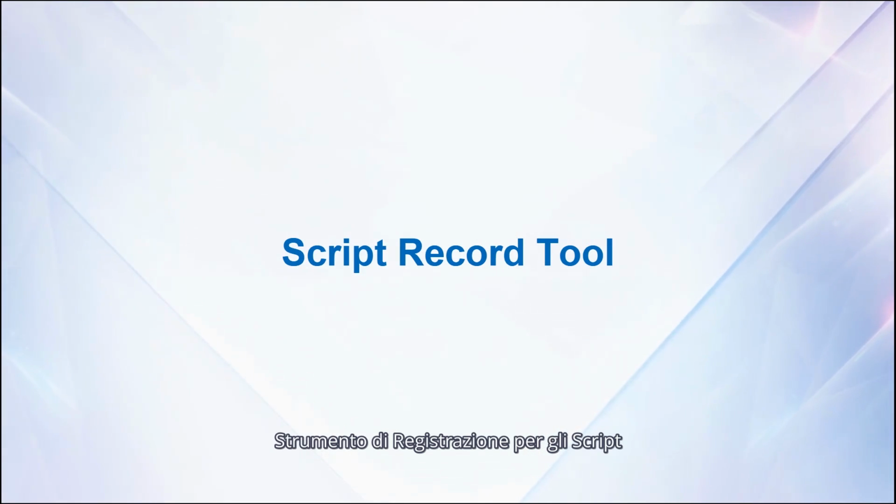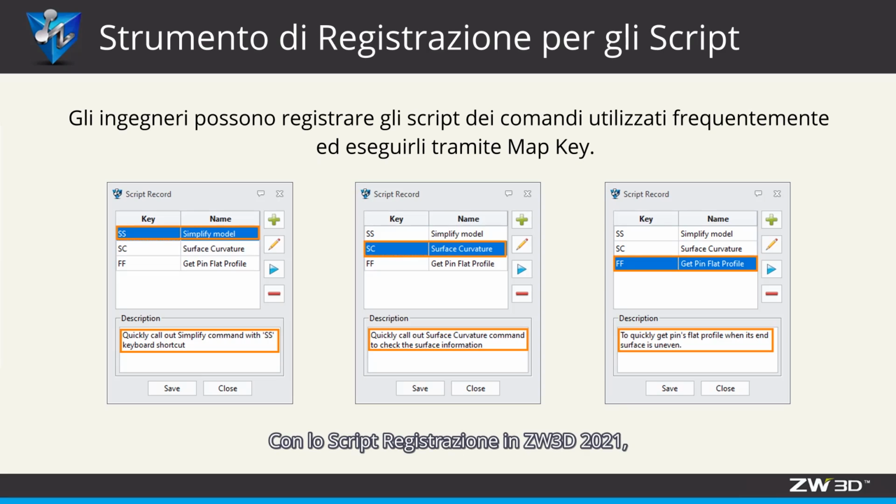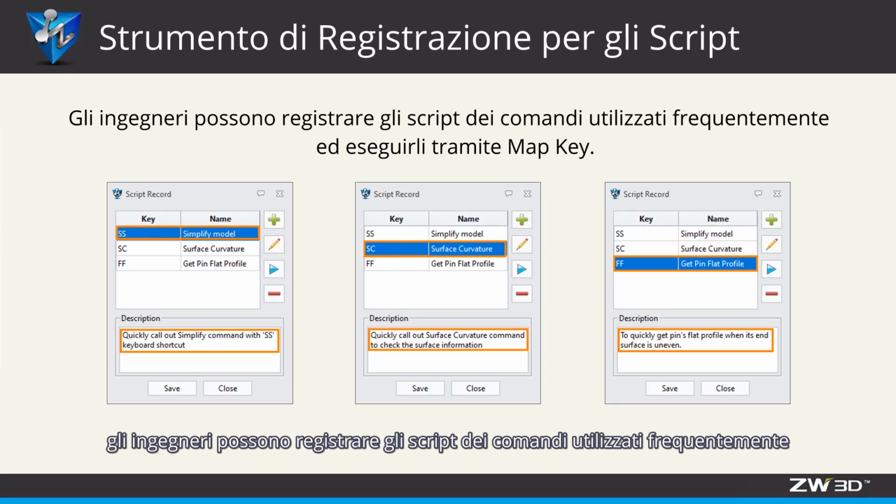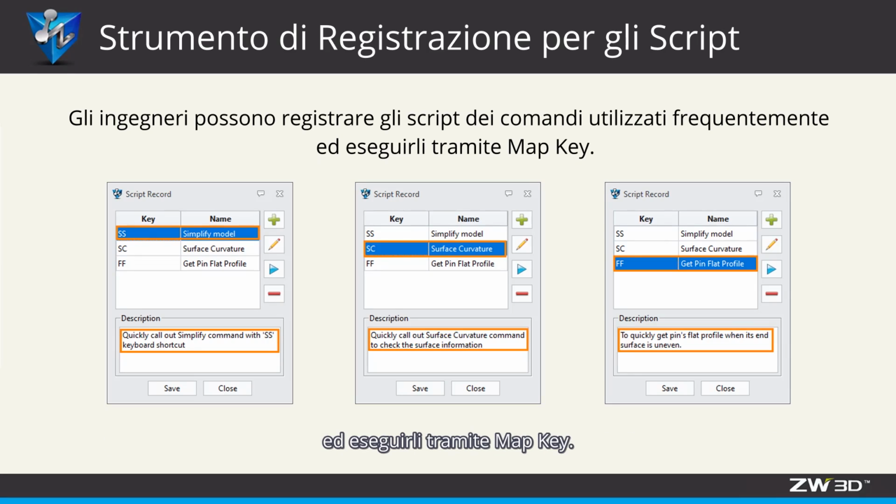New Script Record tool. Using Script Record in ZW3D 2021, engineers can record the script of frequently used commands and perform them by map key.